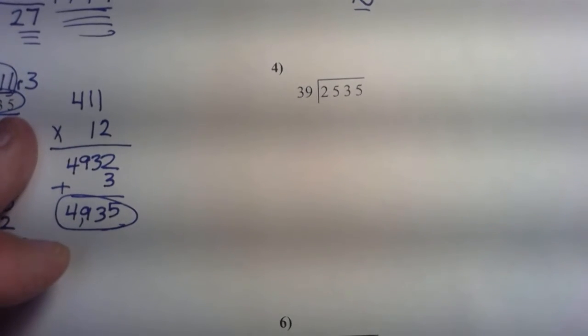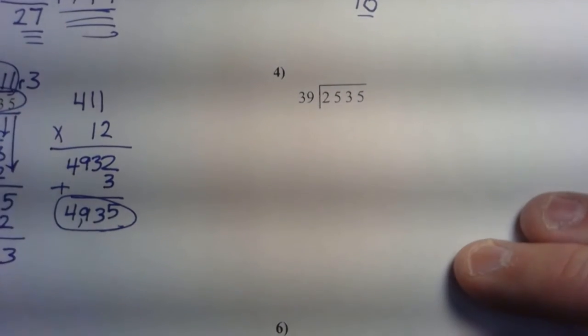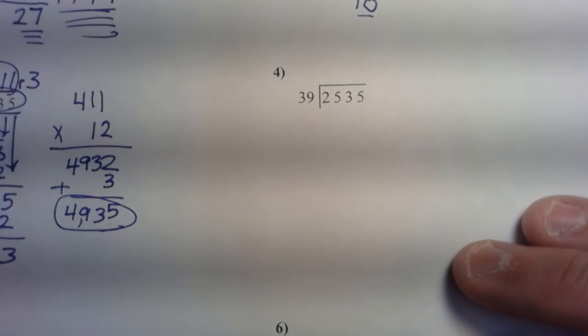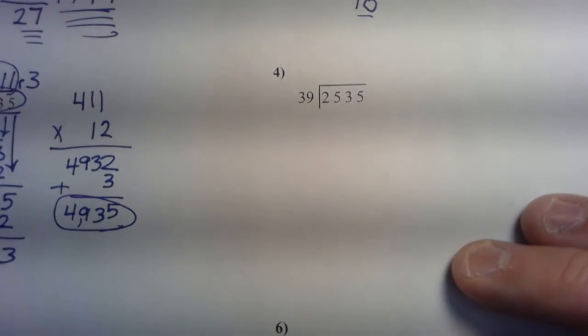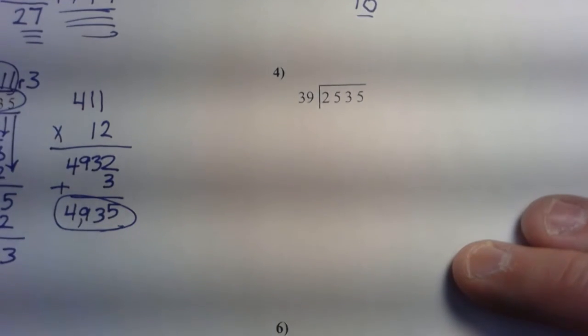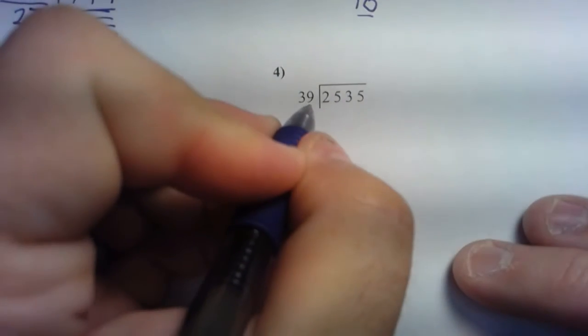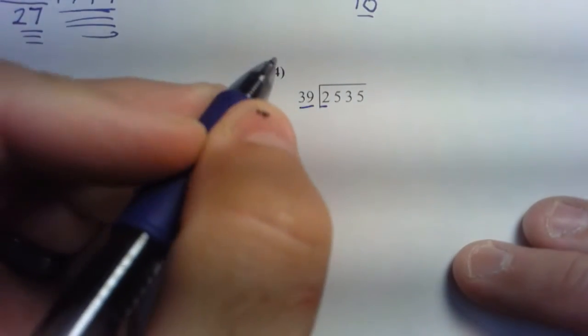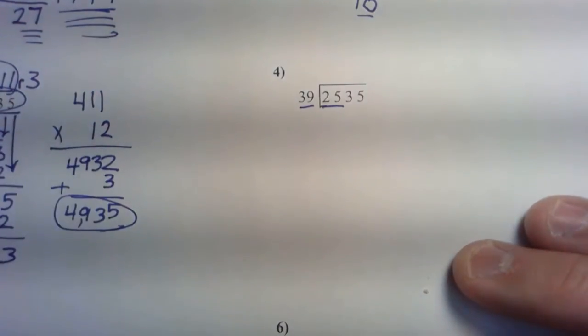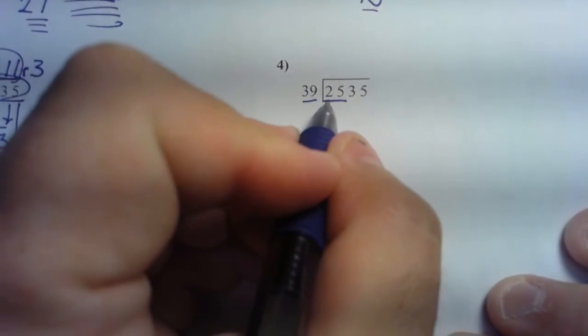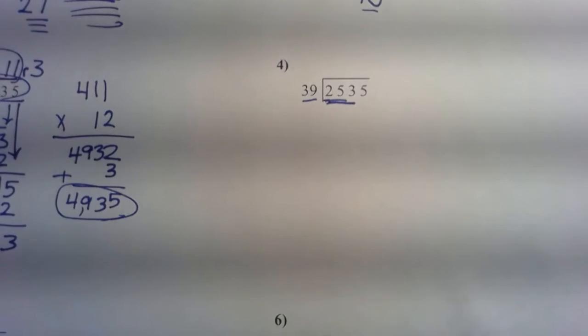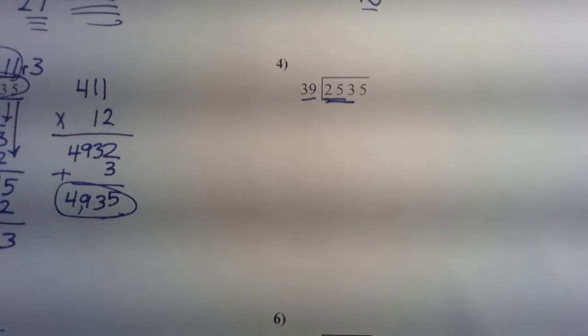So Ethan just said 39 doesn't go into 25, so I don't know what to do next. So 39 does not go into 2. 39 does not go into 25. So we're going to keep going. 39 goes into 253. That's what we've got to figure out. Now, this is where you're like, I don't know.